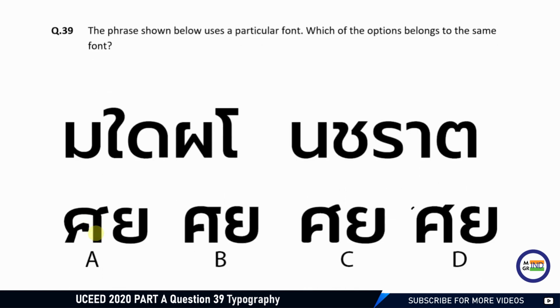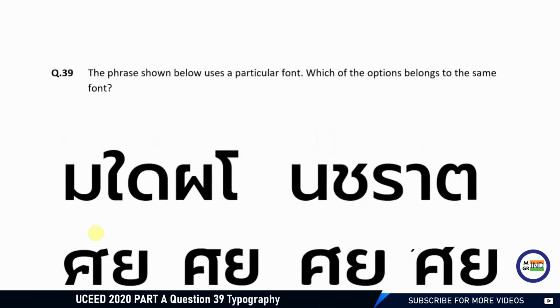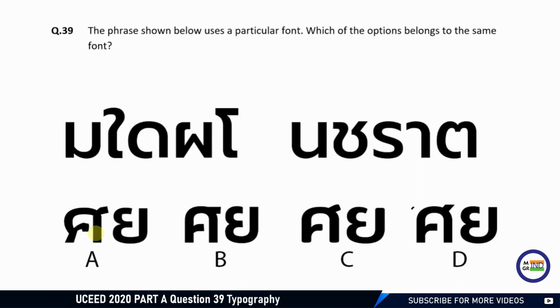So now we have understood the basics of typography. Now let us try to solve this question. Question number 39 from the UCEED exam. The phrase shown below uses a particular font. Which of the options belong to the same font? This is the particular phrase, and out of these options we need to identify which font will fit in the most accurately.